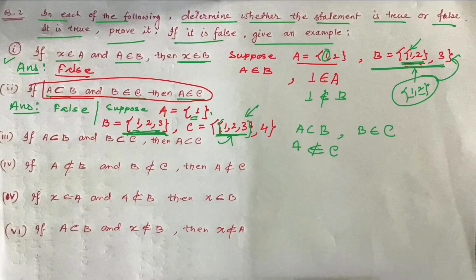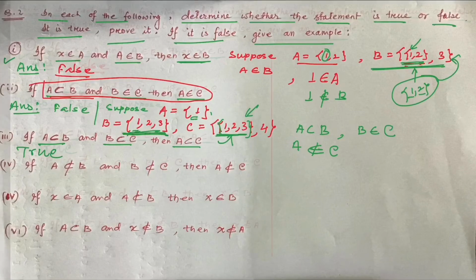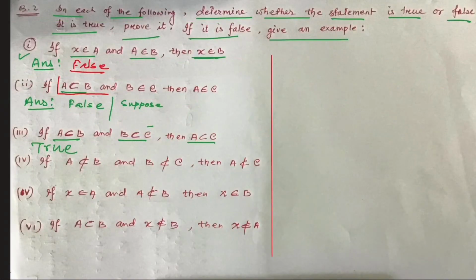Okay, so in the next one, here you see A is a subset of B, B is a subset of C, then A is also a subset of C. It is true. Okay, so let me show you how to prove this one. First let me clean this page. So this third statement is true, that's why let me show you how to prove this. Here in the question it is given that if it is true, prove it.